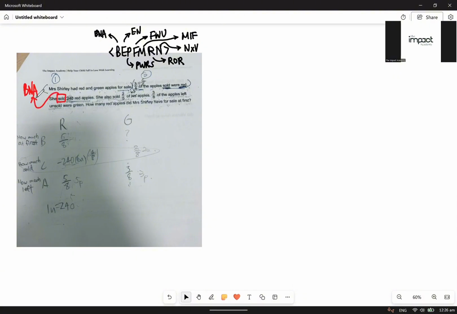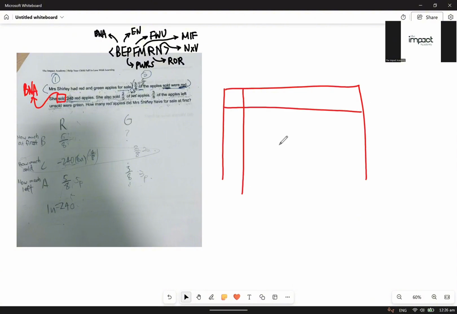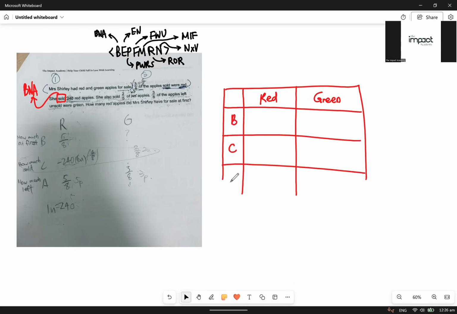Okay, so first thing first, Miss Shirley, she had some red and green apples for sale, so she wants to sell, right? She wants to sell some green and red apples. Okay, so we'll have red over here and green over here. We learn that she actually did something, right? She had some red and green apples, so maybe she's a fruit stall owner, right? She decided to sell 3 over 4 of her red, so we minus 3 over 4.